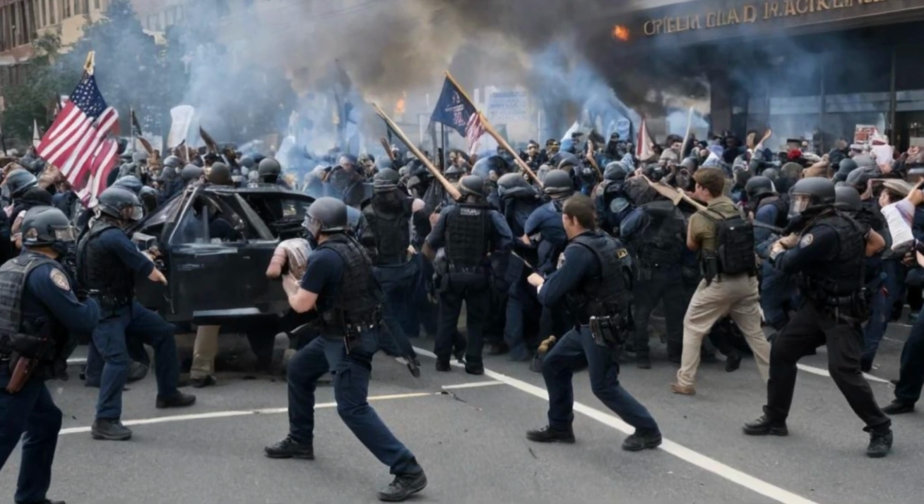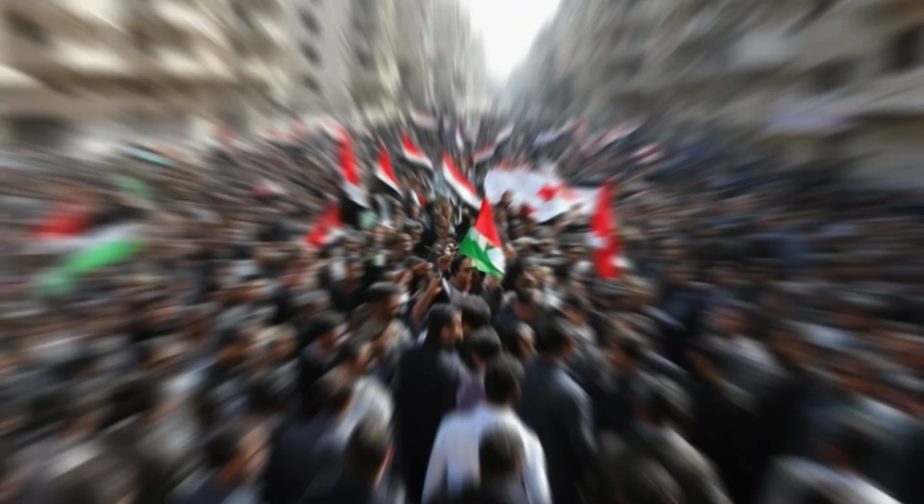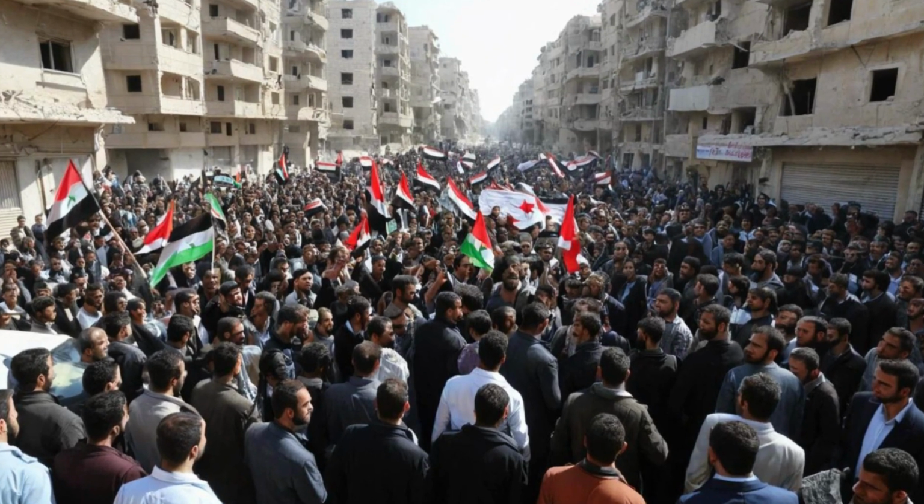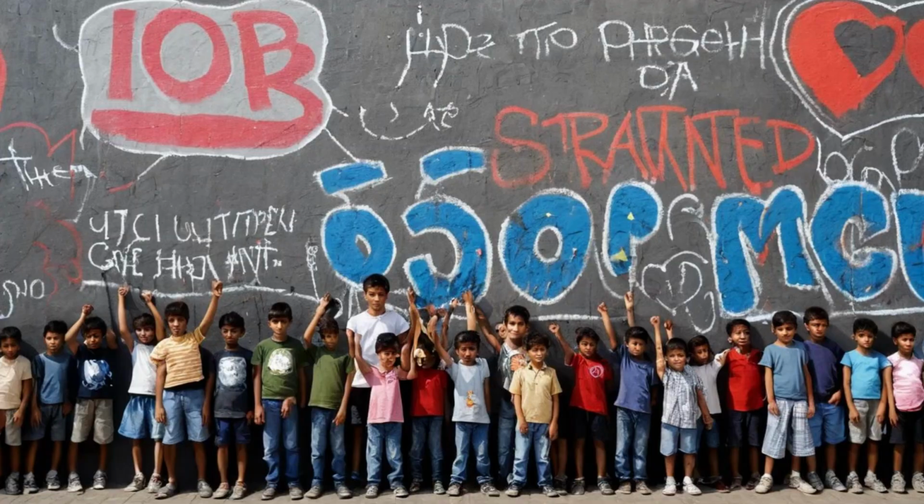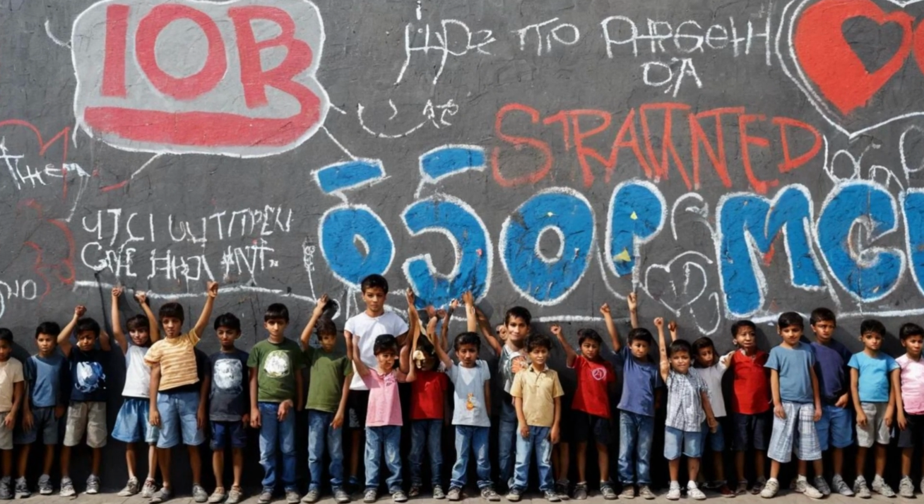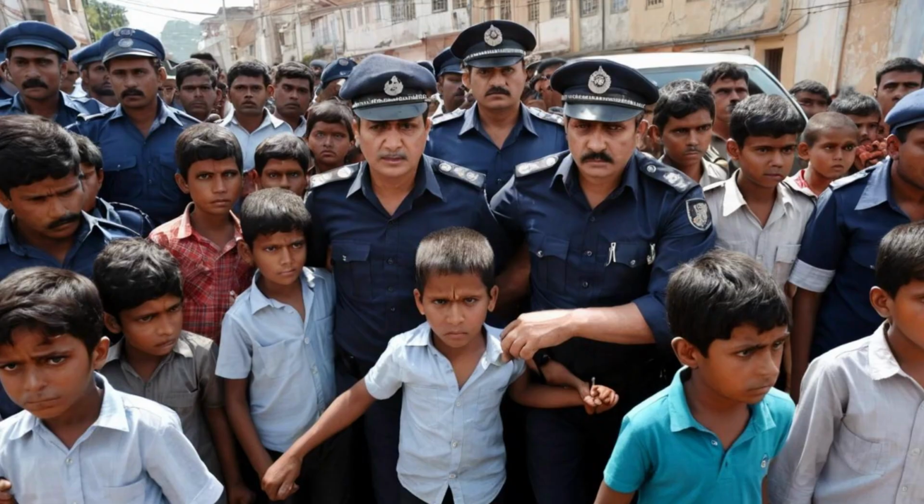The protests in Syria began in the town of Dara in March 2011. It started when a group of children wrote anti-government graffiti on a wall, inspired by protests in other countries. The government responded by arresting the children, which angered many people in the town. Parents and local residents demanded their release.